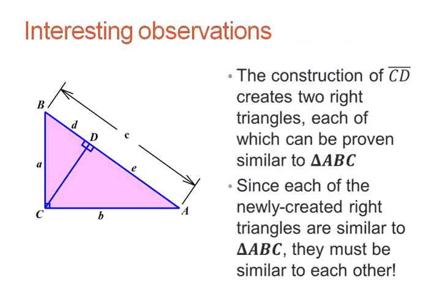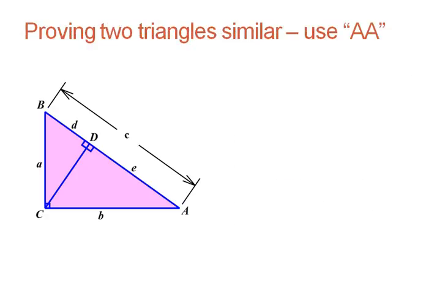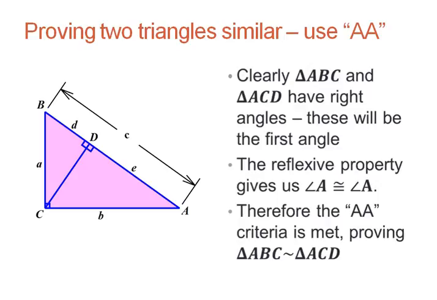An interesting observation: the altitude that we just drew creates two right triangles, both of which can be proven similar to the whole right triangle. And if both of those triangles are similar to the same triangle, then it would make sense that they're both similar to each other. So let's get to proving the triangles similar.